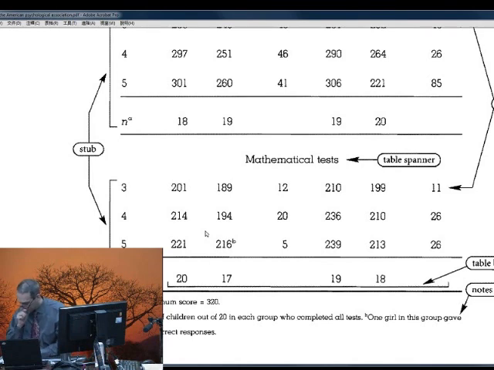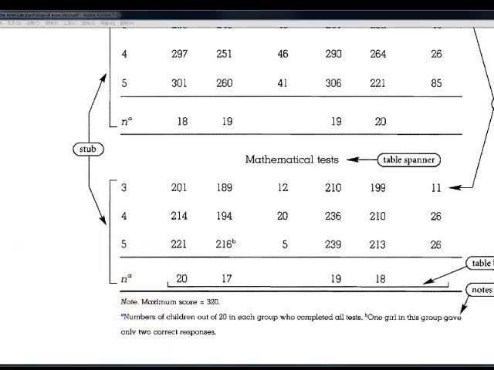Okay, so what's the N? What does small N mean? Small N means the subgroup number, sample size, the size of the group. What's the capital N mean? Capital N means total sample size, number of total sample, right? Small n means the subsample.